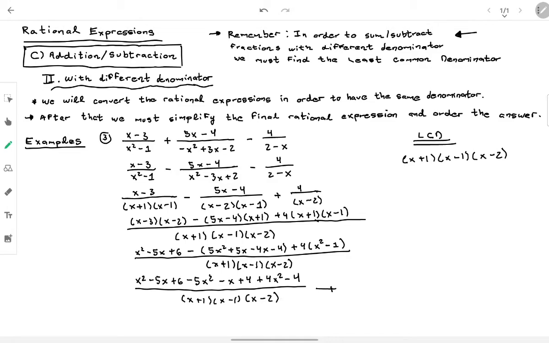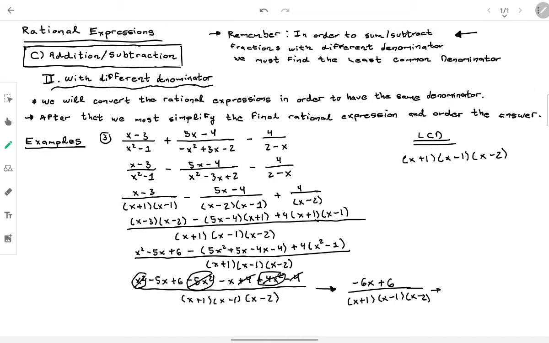We can now do the like term simplification, and let's see. 4x squared minus 5x squared plus x squared will disappear because 4 and 1 is 5, minus 5 is 0. So it's going to be minus 6x. The 4 and minus 4 will disappear, so it's going to be minus 6x plus 6. All of it divided by x plus 1, x minus 1, x minus 2.